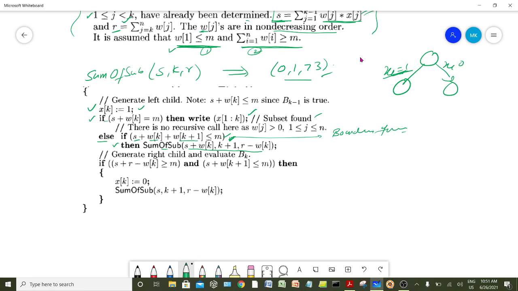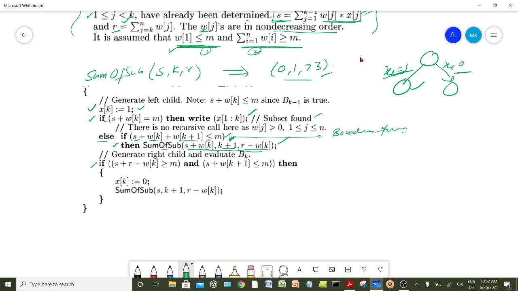So just have a look at the arguments. We included the kth element. It means we need to add w of k to s, and at the same time subtract w of k from r. We also need to increase the index, meaning we go to the next node. So this is for the left node, and now the right node is yet to be generated.